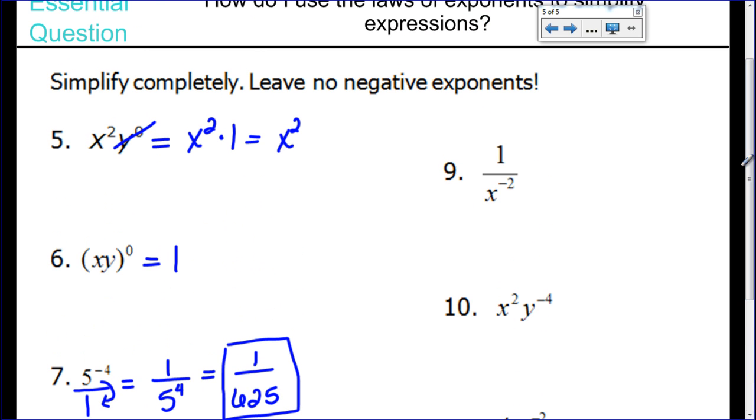So number 9 is just the opposite. It's already a fraction, but it has a negative exponent, so you've got to cross the line and move it back up to the top, which makes this 1 times x to the positive 2, or just x squared.